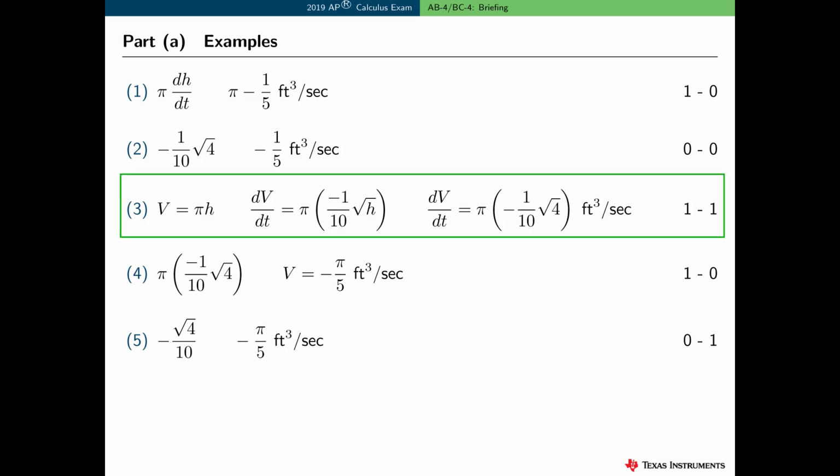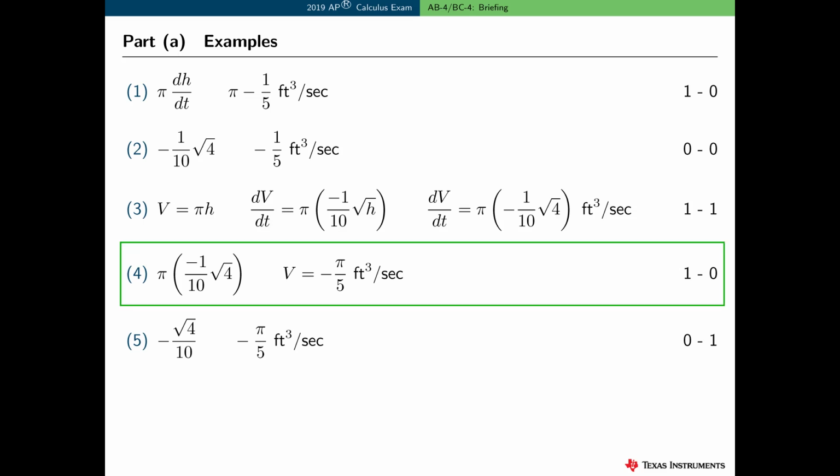In example 3, the student uses r equal to 1, finds dV/dt, and uses the expression for dh/dt. The student leaves the final numerical answer unsimplified, which is okay. And the units are correct. This earns 1, 1. In example 4, the student has conveyed the derivative of V with respect to t, but has labeled the final answer incorrectly. Remember, notation and communication of results are important. So this earns 1, 0.